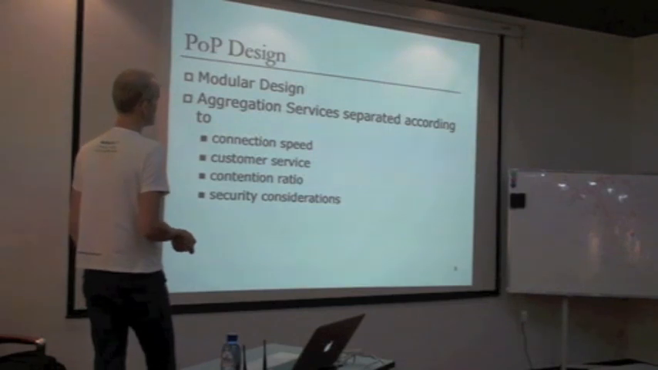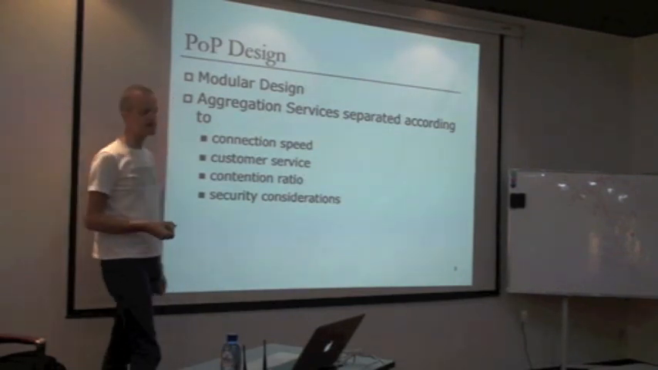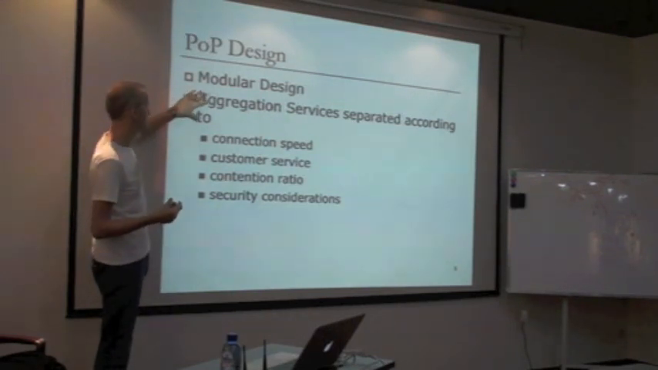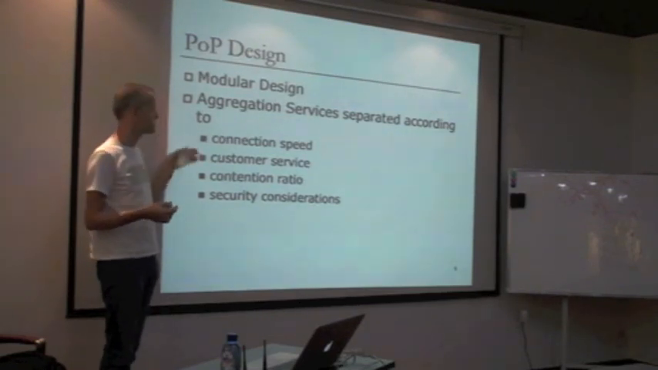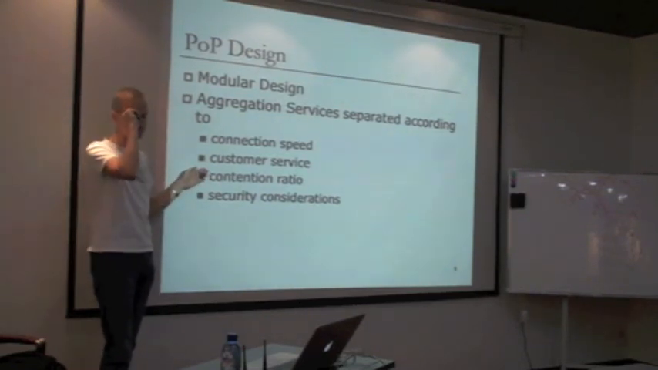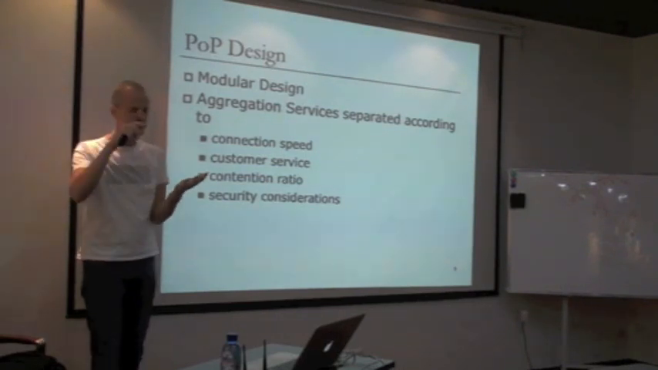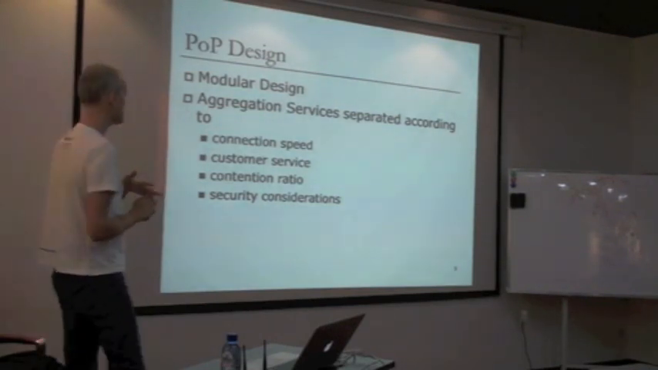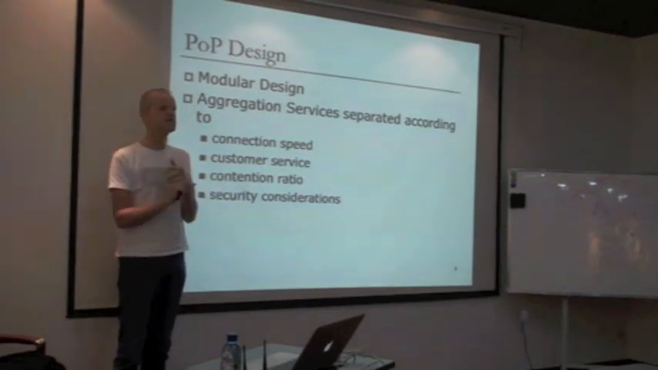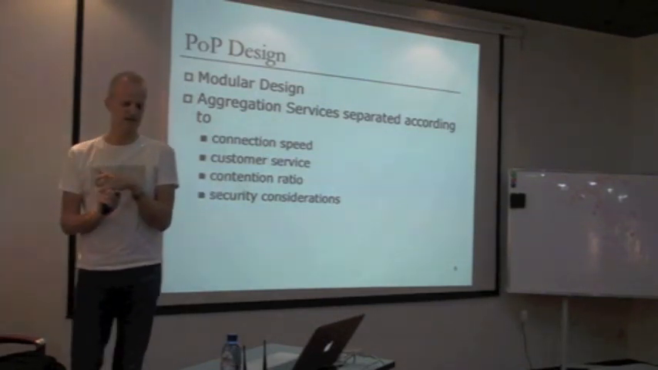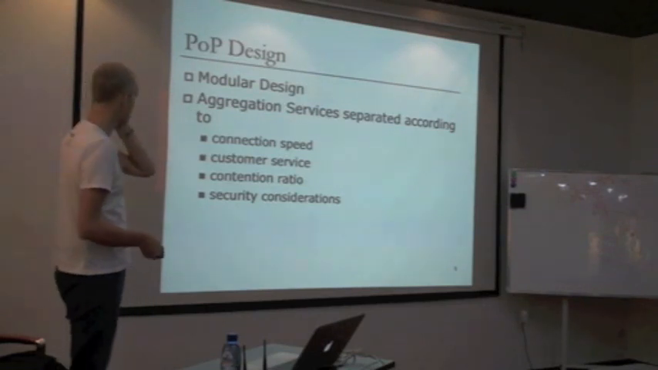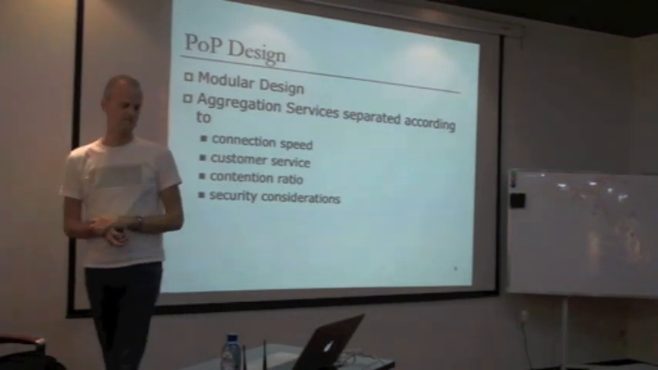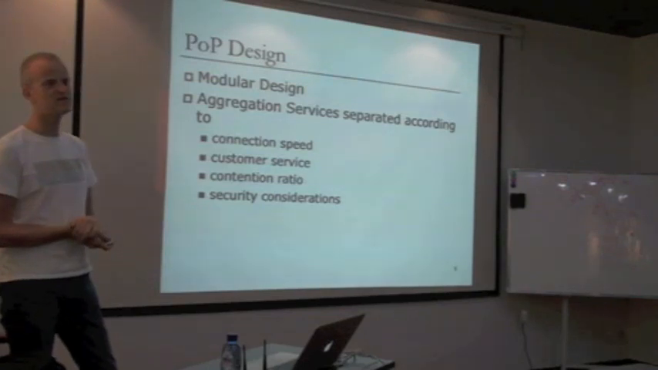Now with the POPs, you want to try and do some type of standardized design. The bigger ISPs will separate the aggregation services according to connection speed and the type of customers. I talked about contention ratio earlier in multi-homing: whether you want to do 2-to-1 for high-value business customers, 6-to-1 for normal business customers, 30-to-1 for consumers. That's typically what ISPs are trying to do. And you also want to bear in mind the security considerations as well.